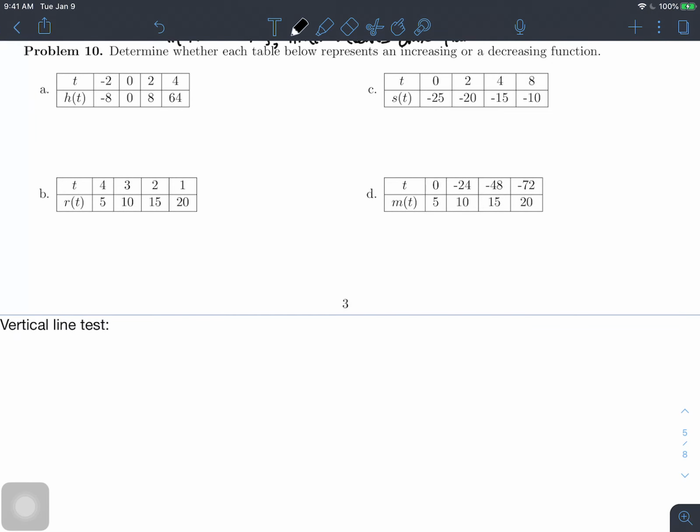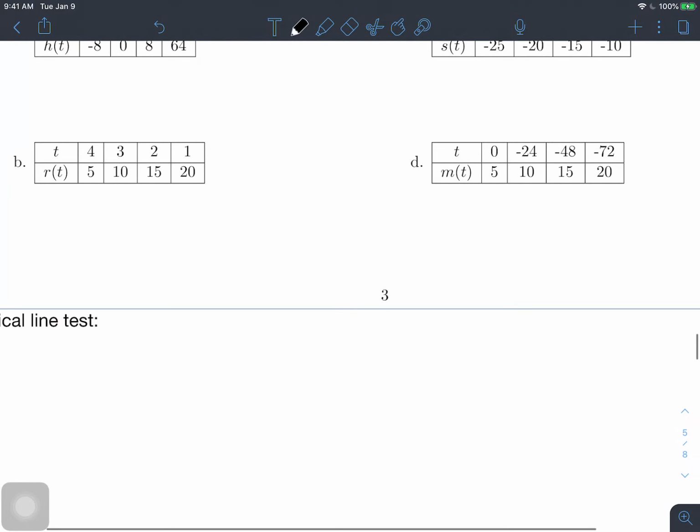Okay, group 4. Have we had enough time? Need a little more time? We're okay? All right, what do we think? Should it be increasing or decreasing? Yes? Increasing. Okay, I'm glad we all came to a consensus.